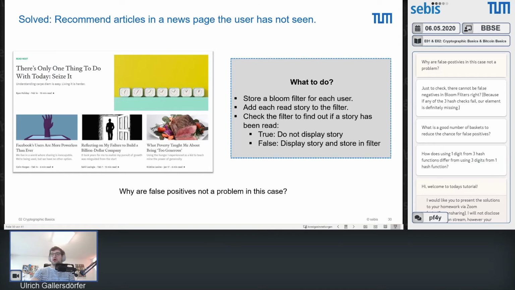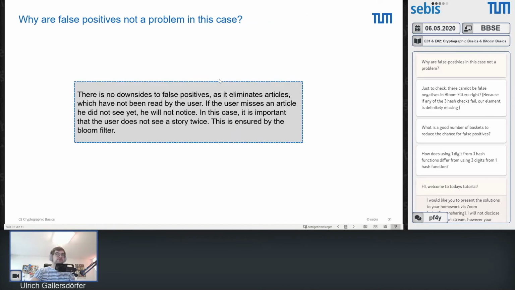That's the issue here. And that's about the bloom filters. So there is no downside to the false positives, as it only eliminates articles which have not been read by the user.